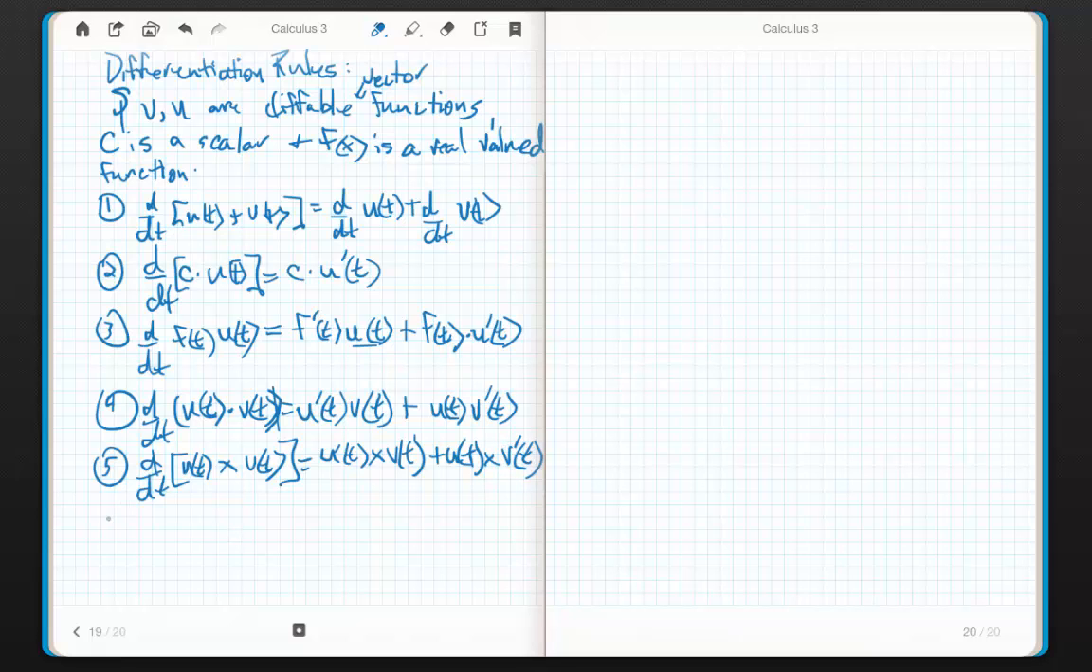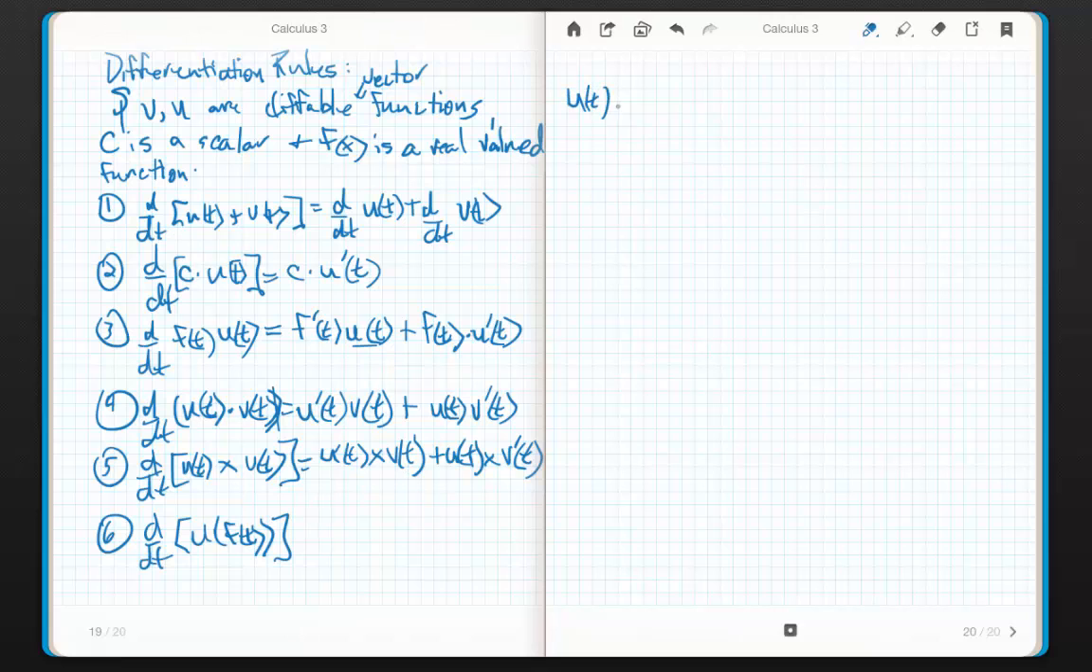That's my favorite. And then last but not least, now this is going to have a little chain rule feel to it. What would you expect this to be? So this is going to be u of f of t. Well, now think about what's really happening here. I've got a vector valued function, right? U of t, right? This guy's just going to be, you know, t squared, sine of t squared, right?